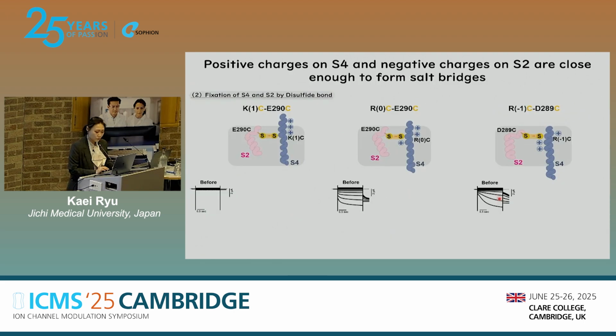And next, we also performed the same experiments using cysteine mutations to form a disulfide bond. We observed that K1 and E290 have no current, but interestingly, R0 and E290, and R-1 and D289, have current with faster kinetics, suggesting that the open state was formed in this mutant.